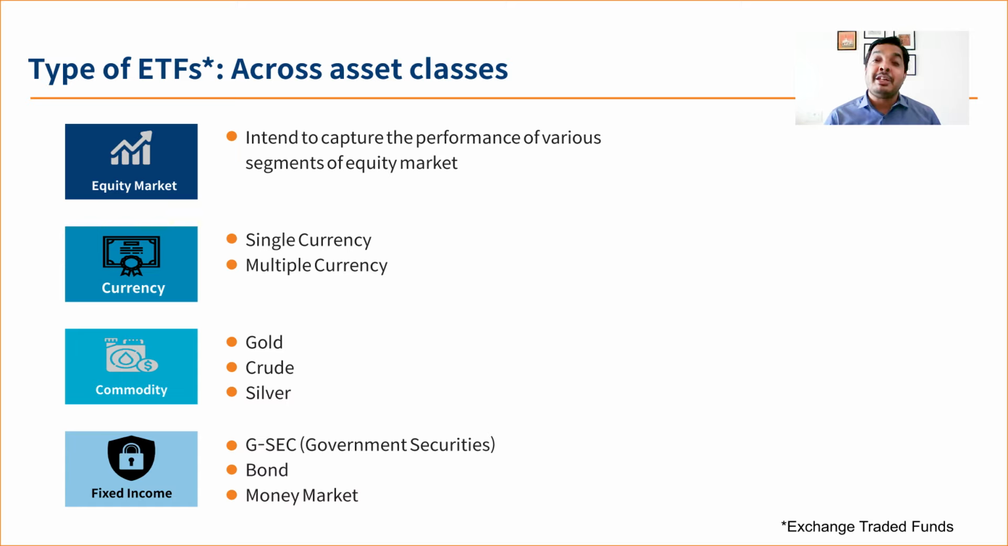In fact, you'll be surprised to know that there are more than 7,600 ETFs globally. The total AUM of these ETFs in total stands at more than $8 trillion, which is more than 2.5 times the size of India's GDP.